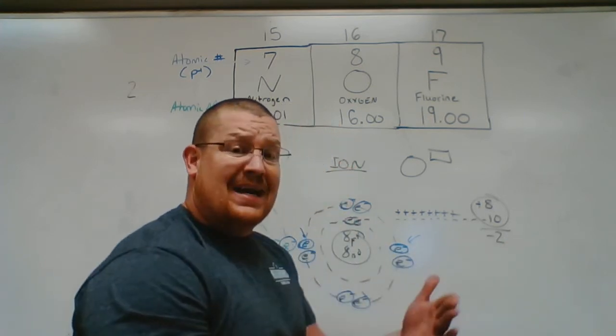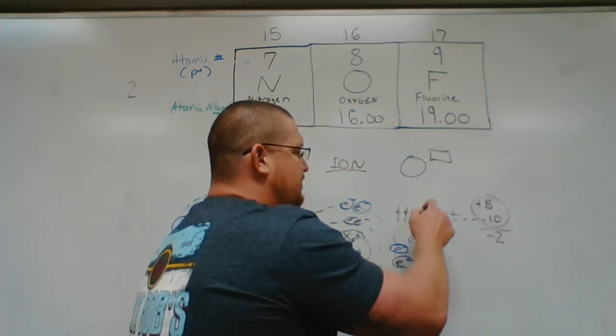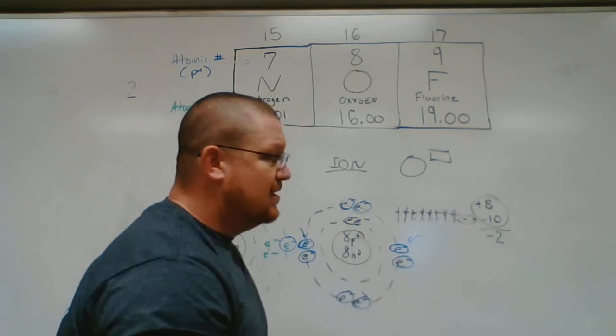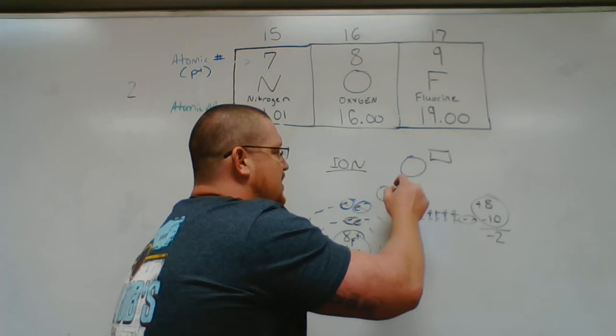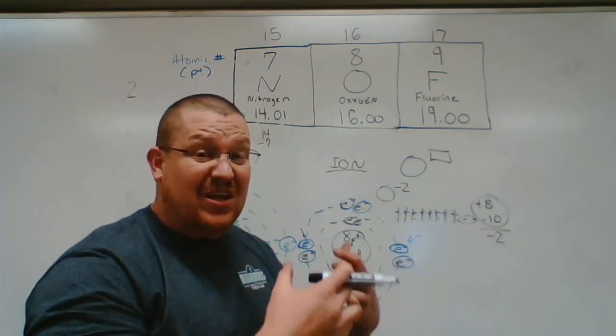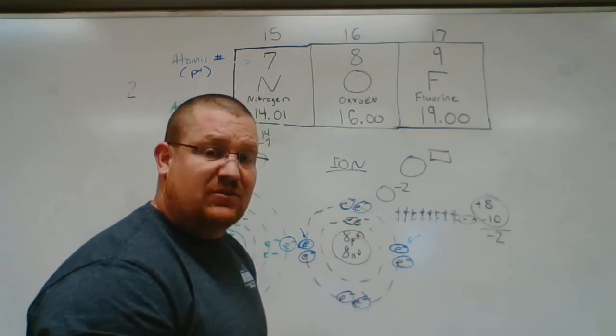Or if we cancel them out, 1, 2, 3, 4, 5, 6, 7, 8. We got 2 negative charges left over. So this is going to be oxygen negative 2. By gaining those 2 negative electrons, we have a negative charge.